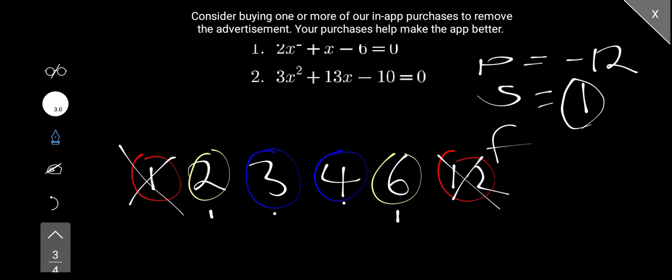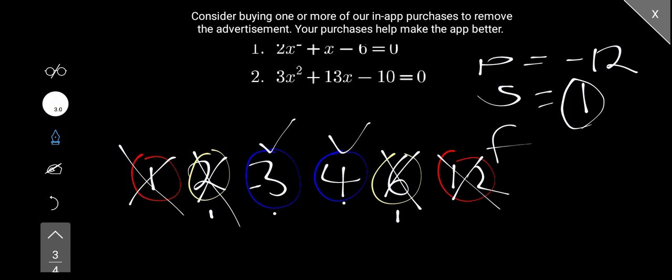Let's try 6 and 2. When we add 6 and 2, we get 8. If we make 2 negative, we get 4, which is not 1. If we make 6 negative, we get negative 4. So this one fails. Automatically, we are remaining with 3 and 4. When we add negative 3 plus 4, we get positive 1. So we have 3 and 4.